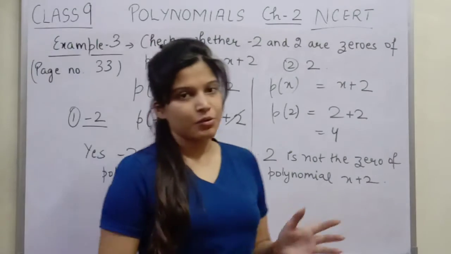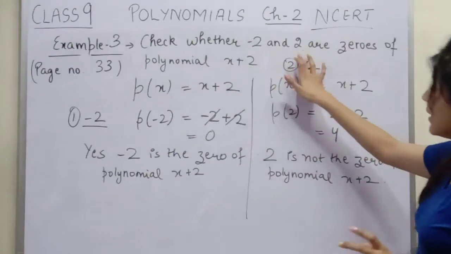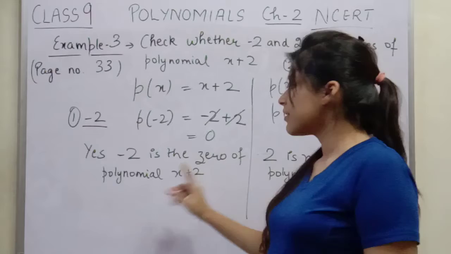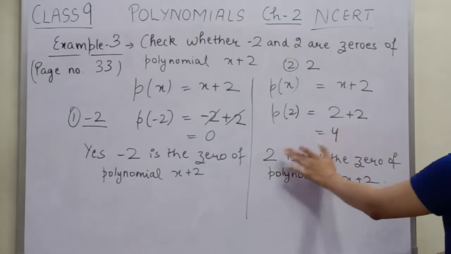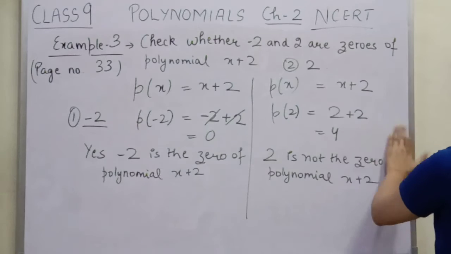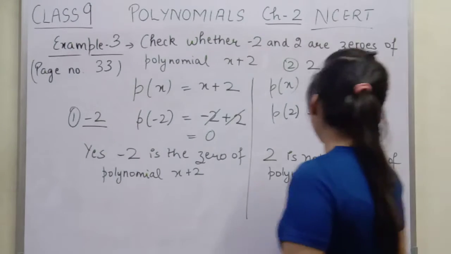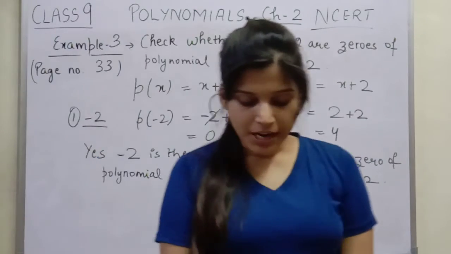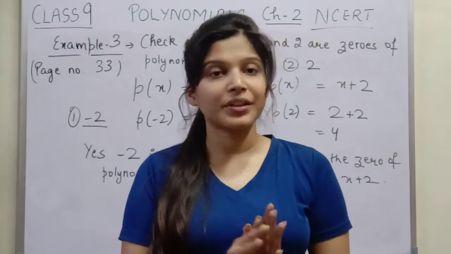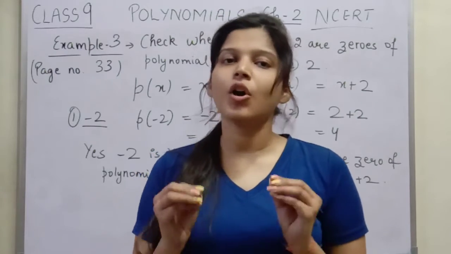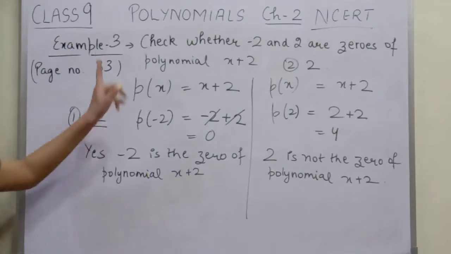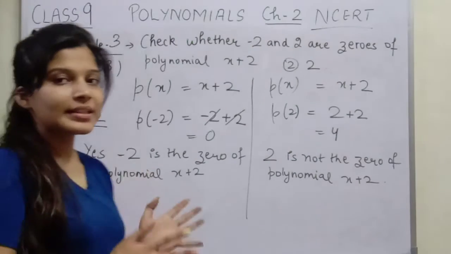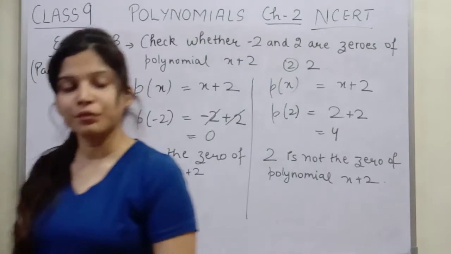See, check कैसे होगा जब हम उस वैल्यू को पुट करेंगे पॉलिनोमियल में, we'll get 0. अगर 0 आ गया it means that yes that number is the zero of the polynomial. अब यहाँ पे 0 नहीं आया, यहाँ पे हमारे पास आया positive 4. It means that 2 is not the zero of the polynomial x plus 2, right? So this was our example number 3. हमें check करना था whether 2 and minus 2 are the zeros of the polynomial or not. So minus 2 is the zero of the polynomial but 2 is not the zero of the polynomial x plus 2. Please note this down and then we'll be starting with example number 4.